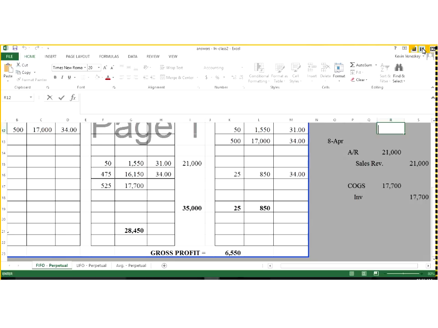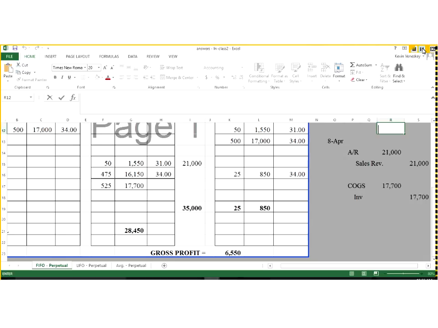Okay, I need to get my screen, and we're going to switch now to Lifo. Lifo, as you see, starts out identical to Fifo. So if you need to, go ahead and pause at this point so you can catch up. We have all of the ending inventory.